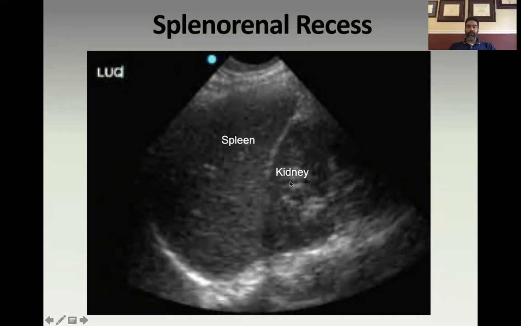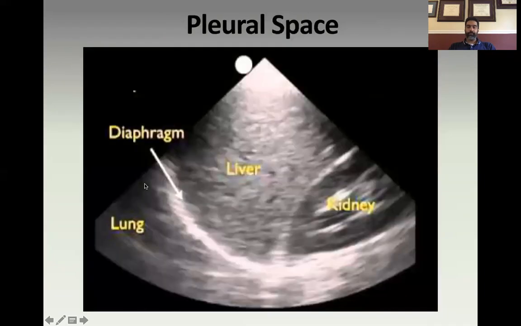It's a dynamic study. So find this view, the splenorenal space, but always angle and tilt to make sure you're looking at the entire region. Because like I said, sometimes you will see a perisplenic or subphrenic fluid collection before you'll see it in the splenorenal space. Okay.